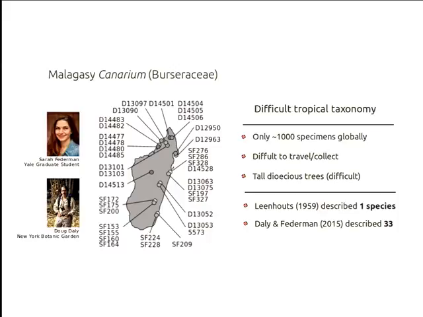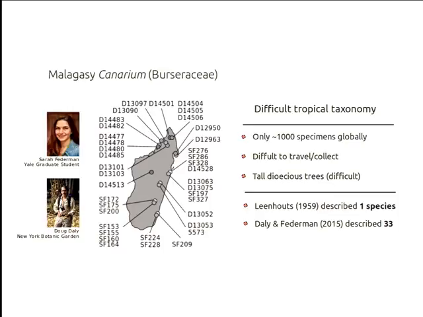Sarah and Doug recently completed a new monographic treatment of Canarium in Madagascar, which had some really astounding results. The previous treatment of Canarium in Madagascar described one species in 1959 with 3 subspecies, and Daly and Fetterman recently described that there were 33 taxa. So that's a huge difference, obviously, that requires explanation.